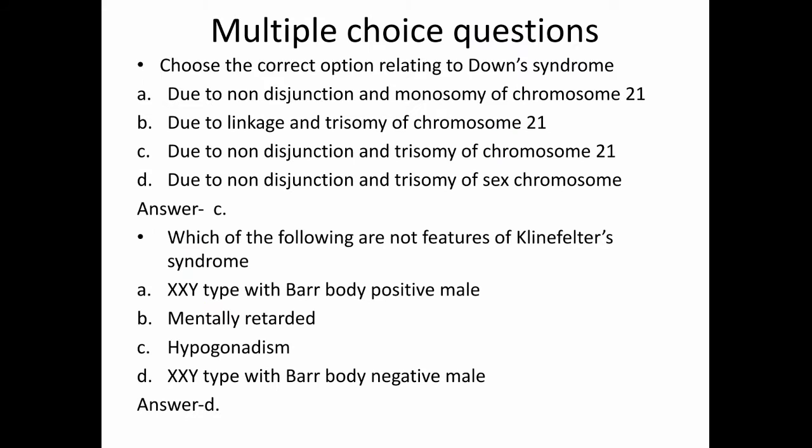Okay, now some MCQs. Choose the correct option relating to Down syndrome. You see over here that every single point is important, as I was telling you, that there is one option where they have given monosomy, one option where they have given linkage, one option where they have given sex chromosome. So trisomy 21 of the autosomes, and non-disjunction that I told you in the first slide itself. So undoubtedly you search where there is trisomy 21 and you search where there is non-disjunction.